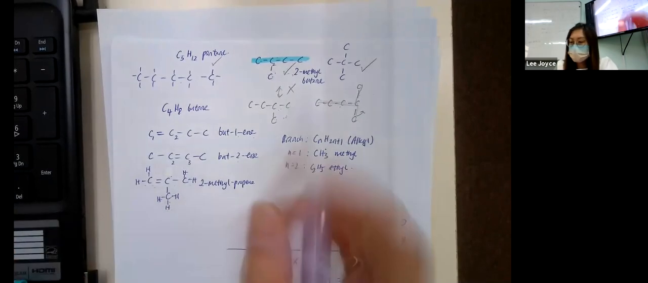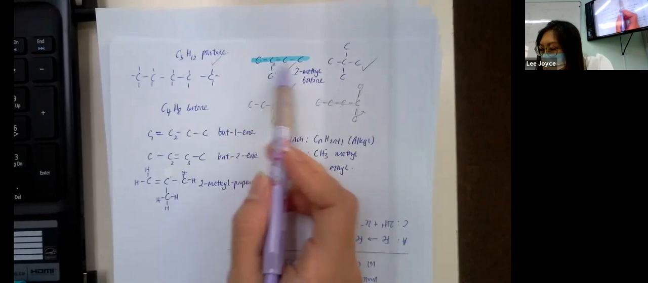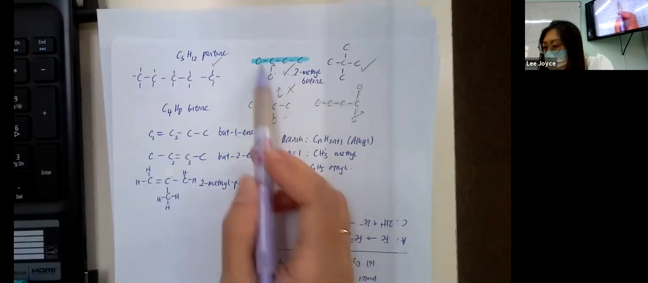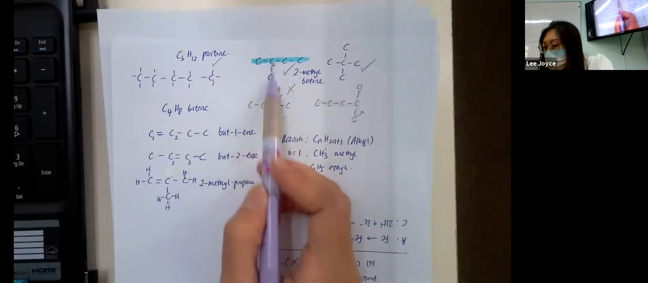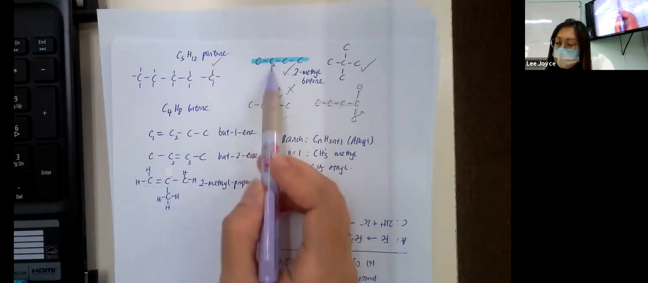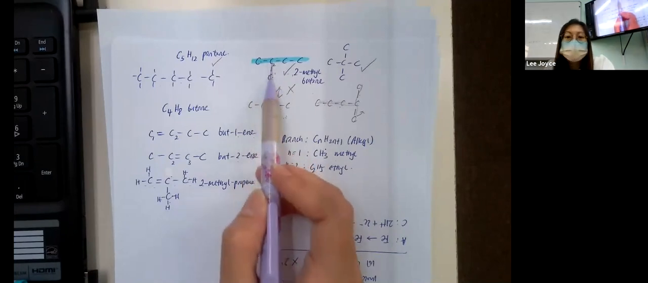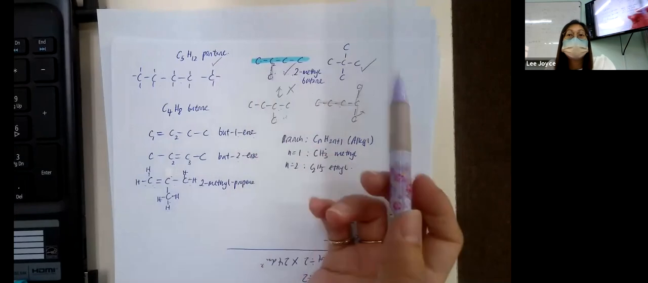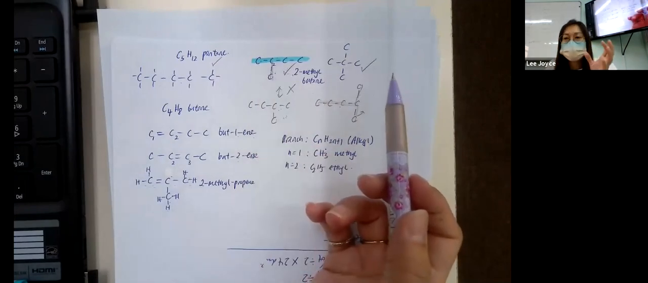Some students will ask, how do I know that this one is the longest chain? Maybe I can also go this way, go down. You can, but if it goes down this continuous chain, there are only 3 carbons, so it's still not the longest one. You must get the longest continuous carbon chain.